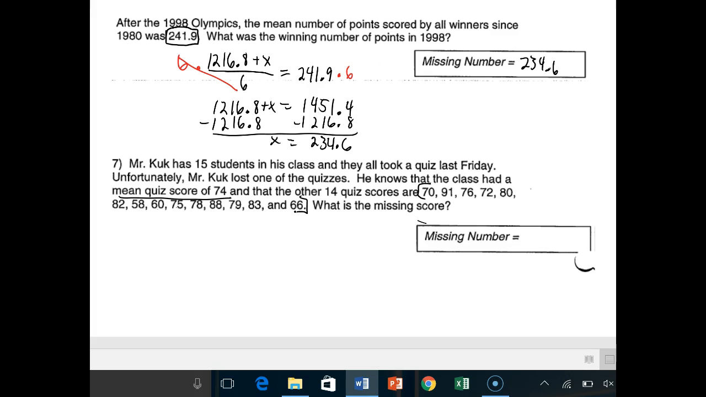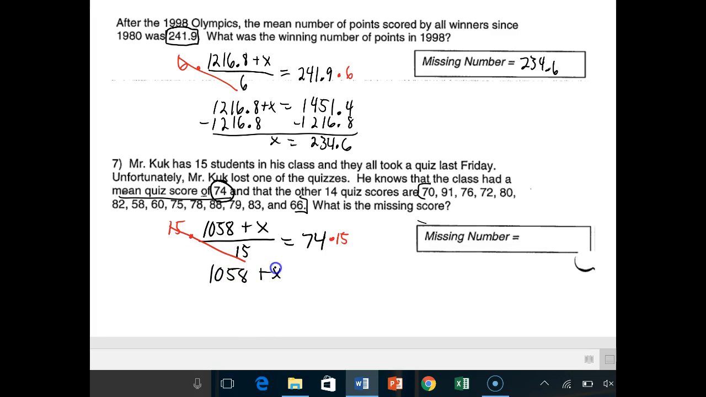What's the missing score? So we need to have our subtotal right there. We add all that up. The subtotal is 1,058 plus the missing quiz, X, divided by how many quizzes? Not 14, there's 15. So divided by 15 is equal to the desired mean, which if we look back, they had a mean quiz score of 74. So then multiply by 15 on both sides, and we're going to find out what this missing quiz score was.